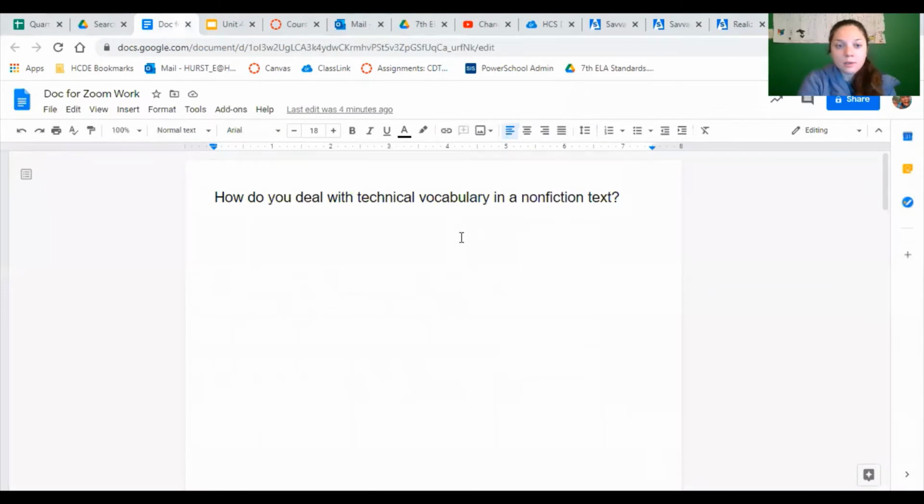So I want to start by asking you this question, because the text that we're reading today has a lot of really technical vocabulary. It's about a child who's really interested in science, and so there's lots of scientific words in this text. How do you deal with technical vocabulary in a nonfiction text? And I guess this could be in a fiction text as well. How do you deal with words that you don't necessarily know? So pause me while you answer that question.